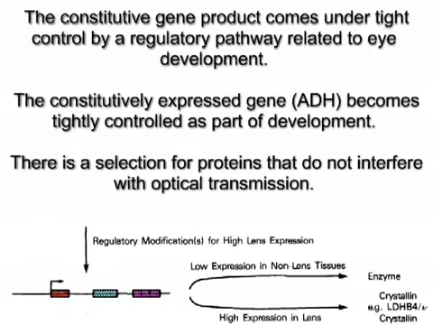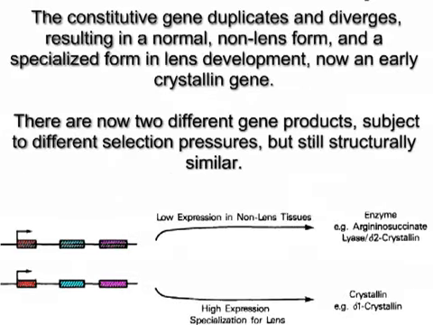The constitutive gene product comes under tight control by a regulatory pathway related to eye development. The constitutively expressed gene, ADH, becomes tightly controlled as part of development. There is a selection for proteins that do not interfere with optical transmission. The constitutive gene duplicates and diverges, resulting in a normal, non-lens form and a specialized form in lens development, now an early crystallin gene. There are now 2 different gene products, subject to different selection pressures, but still structurally similar.